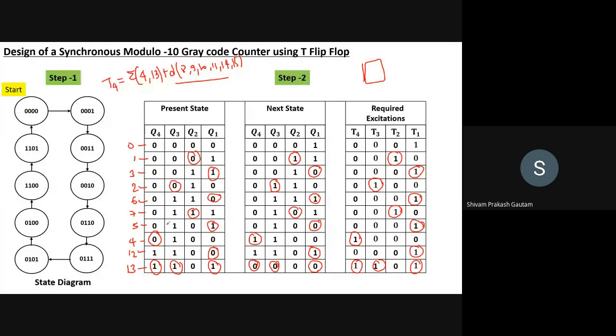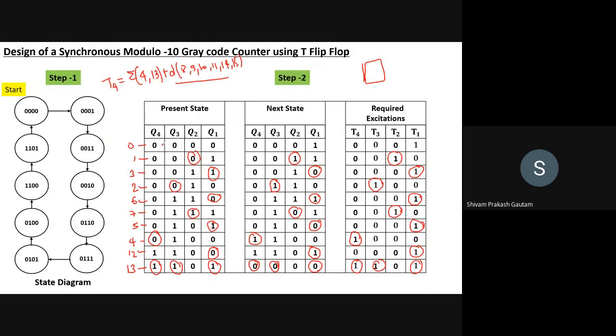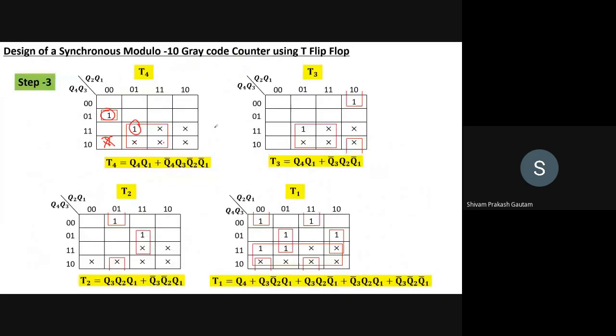8 I am not finding out. Do you find 8 anywhere? First one will be 1 and then we are having 4 0. So 8, 9, 10, 11. So 8 is this. So 8, 9, 10, 11. These are don't care. And 14 and 15 are also don't care. So this is 14 and this is 15 is don't care.